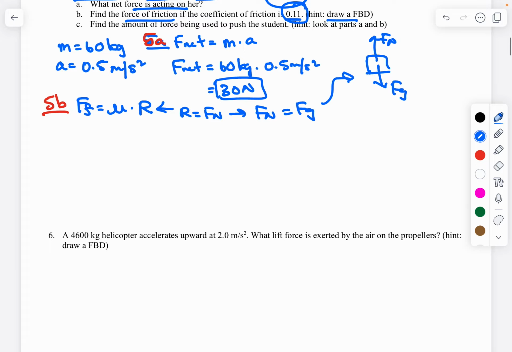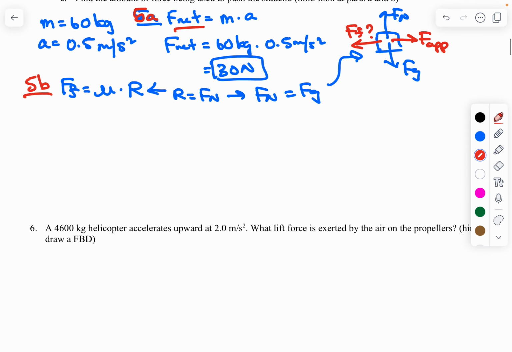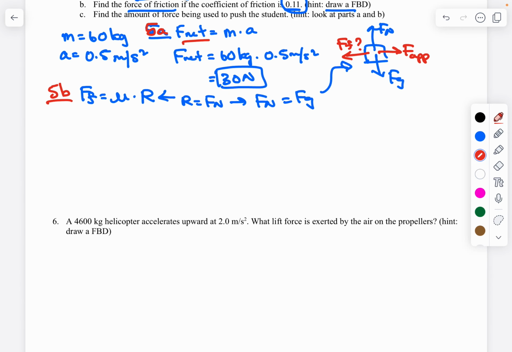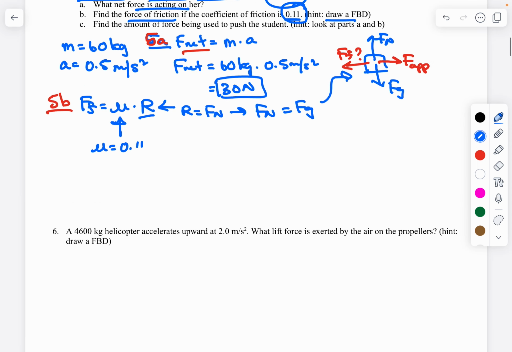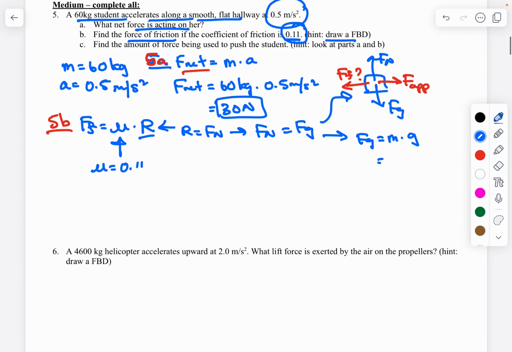So here we have our F applied, or our F net, right? F applied. And then we have our force friction, and we want to know what it is. For this problem, you have to find R first, then you multiply it by mu. We know that mu is equal to 0.11. I'm running out of space here, but we know that Fg is equal to M times G. M is 60, so we do 60 times 9.81 meters per second squared.